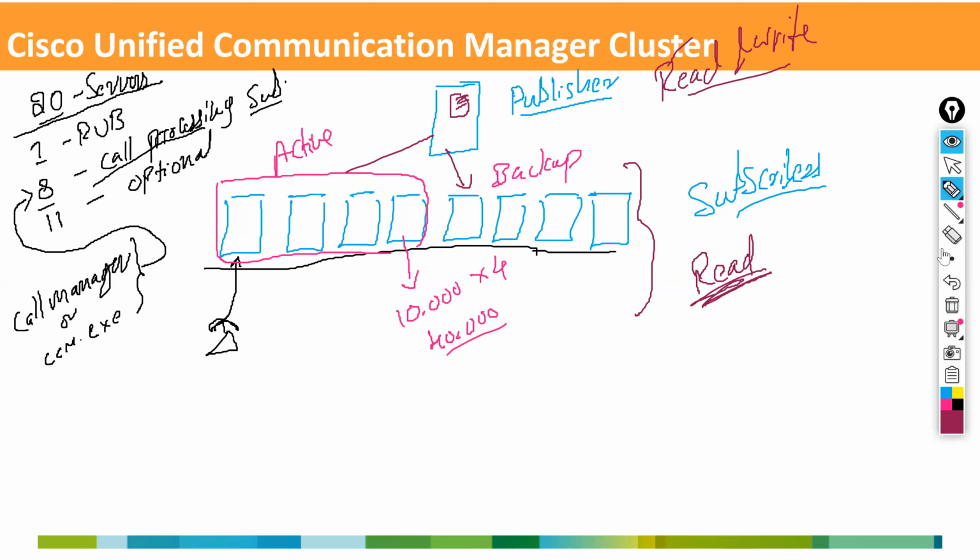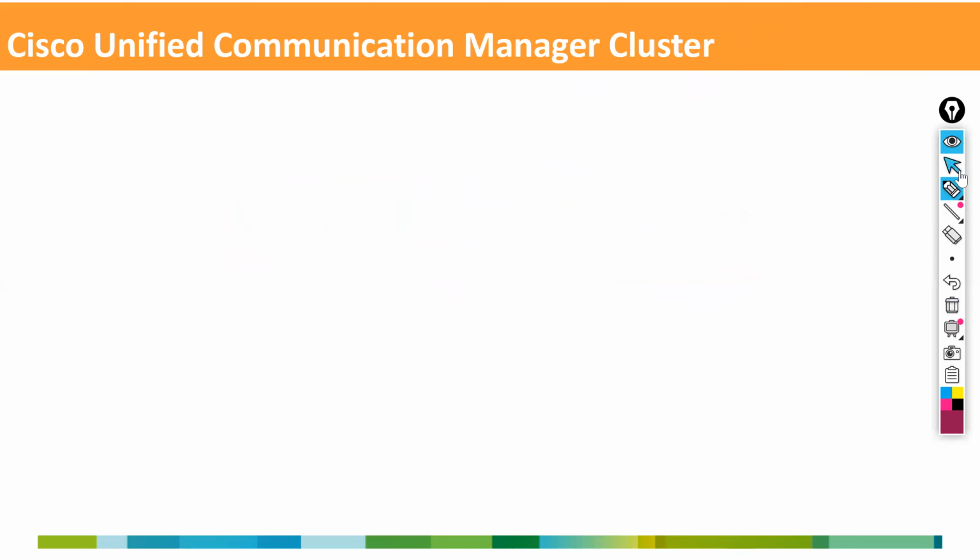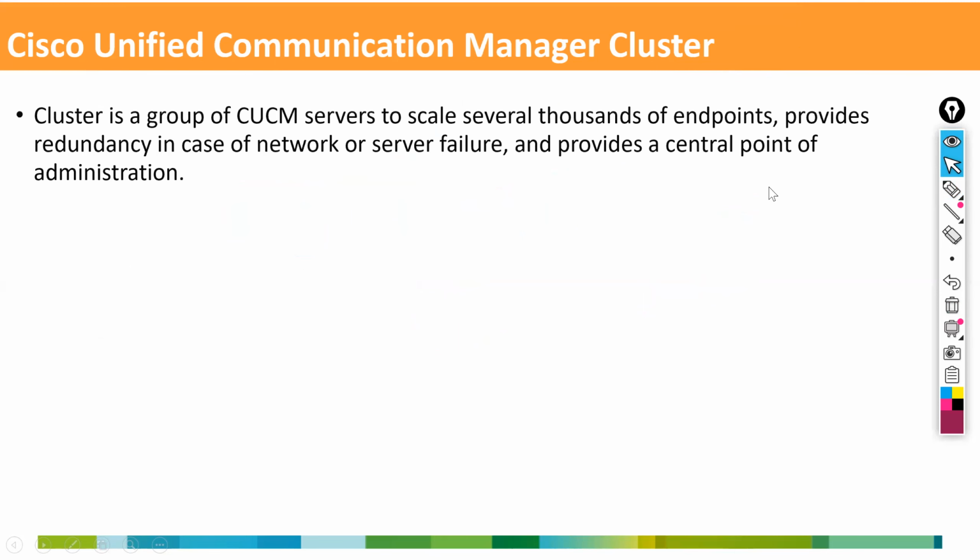This is about the CUCM cluster. Let's see what points we have, which I have already explained to you. A cluster is a group of CUCM servers to scale to several thousands of endpoints. Why are we making this cluster? There are many reasons. To scale endpoints: if you have only one server, the maximum number of IP phones that can be registered is 10,000. But if you want to register more than 10,000, then one more server has to be installed. When you install one more server, it becomes a cluster.